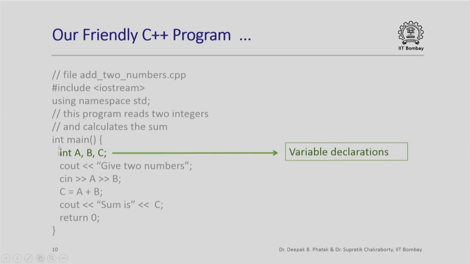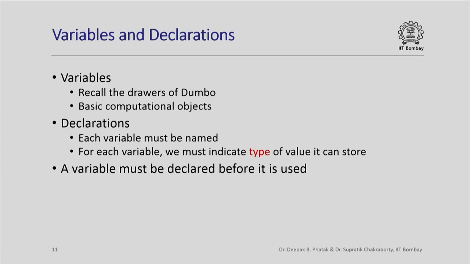Here is another very important component of a program, which are called variable declarations. Now if you recall the drawers of Dumbo in the Dumbo model of computing, these were basically used to store values. So variables are very similar to drawers. They are basically used to store values and retrieve values, and these are very basic computational objects. Almost every program will have variables.